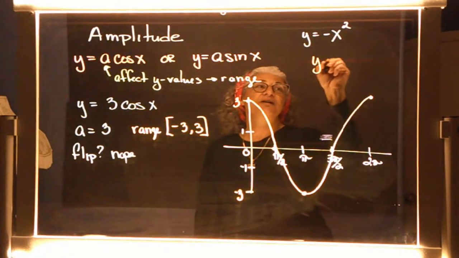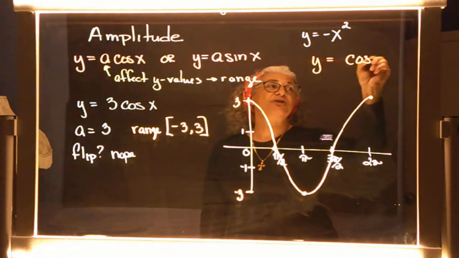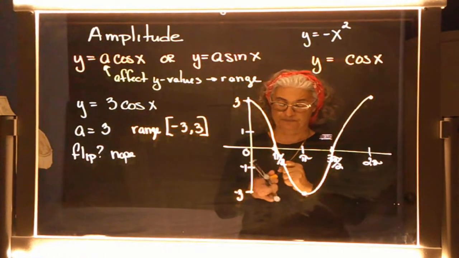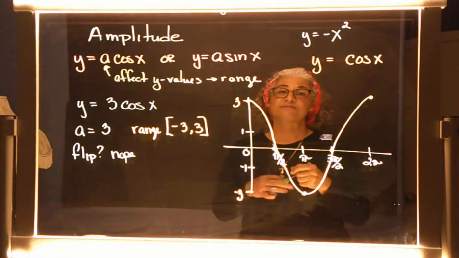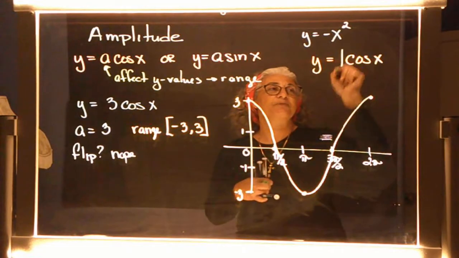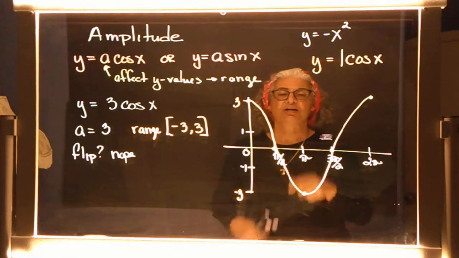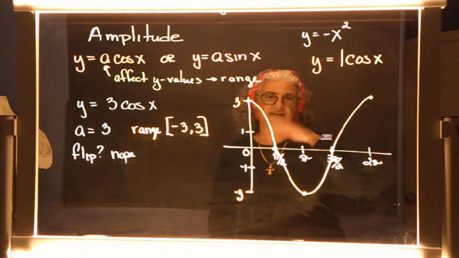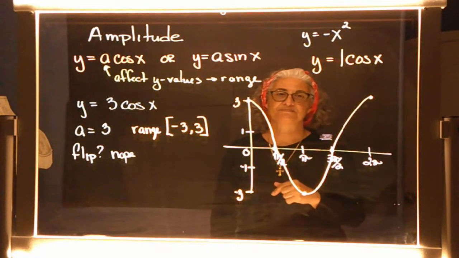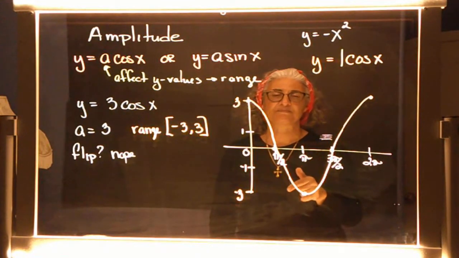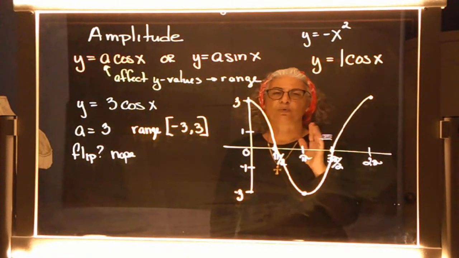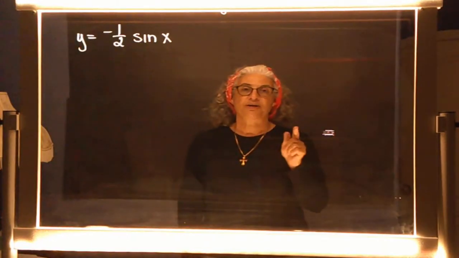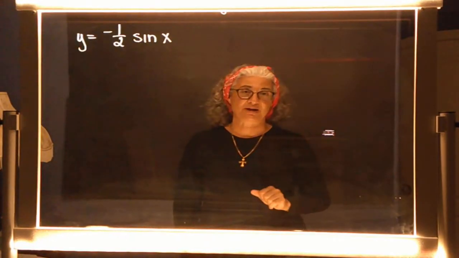When we did the parent graph, it was just cosine of x, wasn't it? What was the number in front? Yeah, the number in front of the parent graph was a 1. Notice my range went from -1 to +1, didn't it? Does this make sense? Okay, so hang in there. We're going to graph.